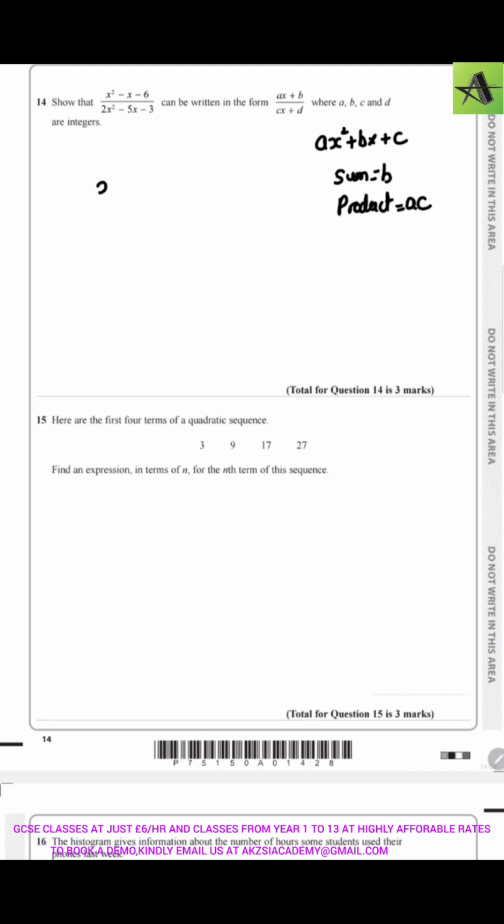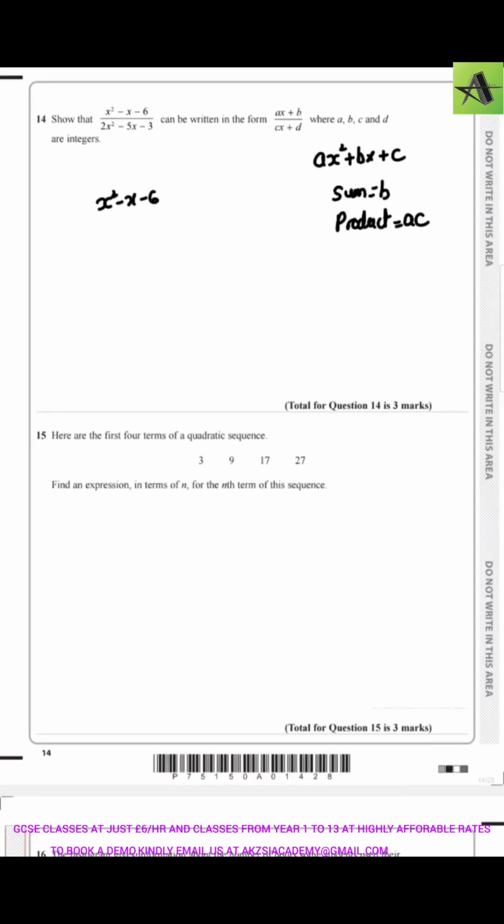For the first one, x squared minus x minus 6, I have to think of two numbers. Their sum should be equal to -1 and their product should be equal to -6. This is very easy to find, but if some harder numbers are given, always start with the product part. If 56 or 64 or any number is given and you want to find two numbers, always start by finding factors of that number.